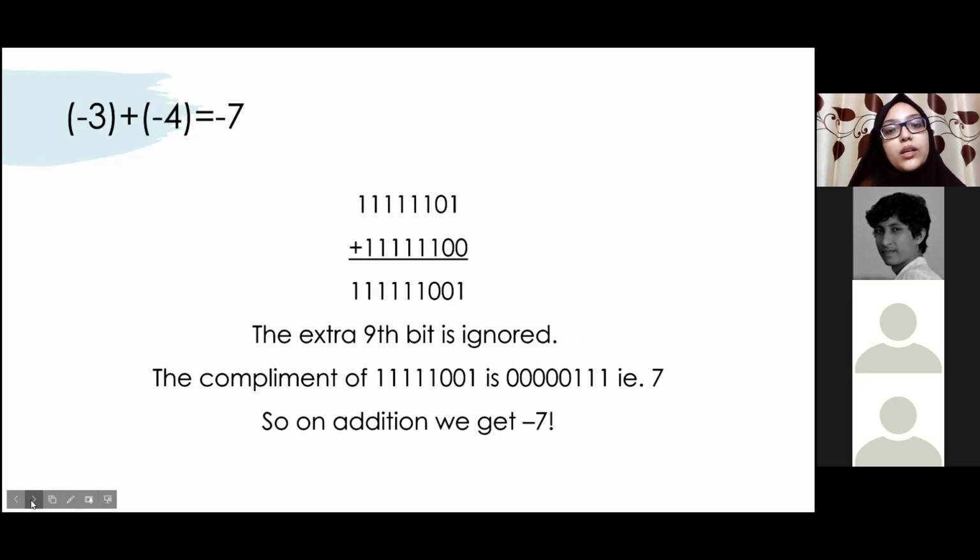We carry the same thing out here, but we get an extra 9th bit. We ignore the 9th bit, and the complement of the result gives us 111, that is 7. So on addition, we get minus 7.